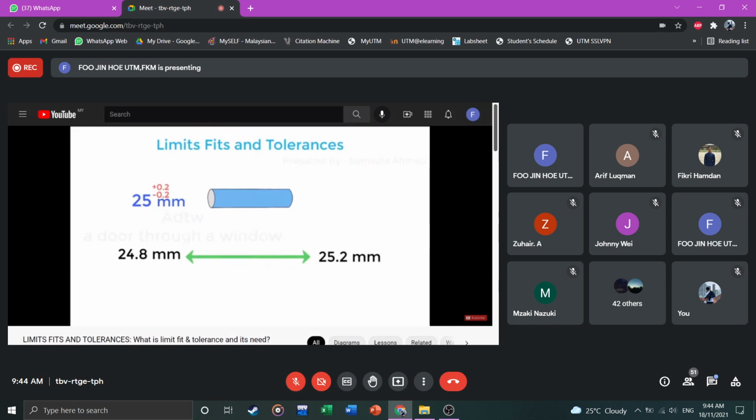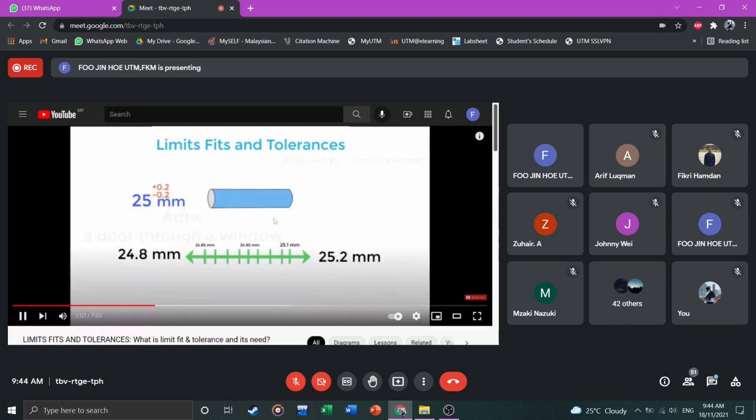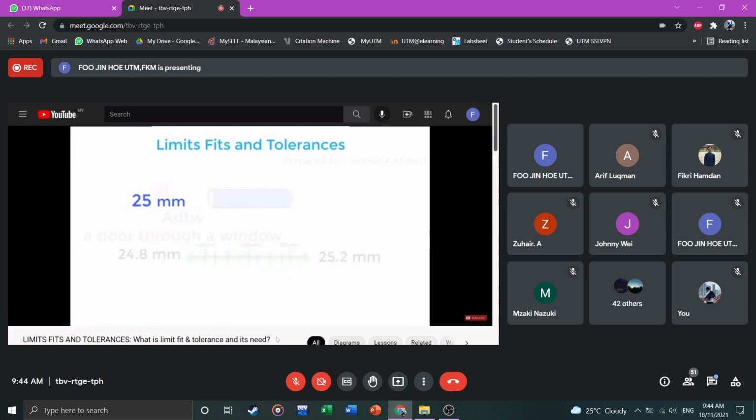Means if you manufacture a rod of 24.85 millimeters, 24.95 millimeters, or 25.1 millimeters and so on, all shafts will be accepted, as long as your shafts are in between 24.8 millimeters and 25.2 millimeters. Therefore, limits is nothing but this plus or minus 0.2 millimeters. Here in this case, your basic size of the shaft is 25 millimeters, and plus 0.2 millimeters is your upper limit and minus 0.2 millimeters is your lower limit.